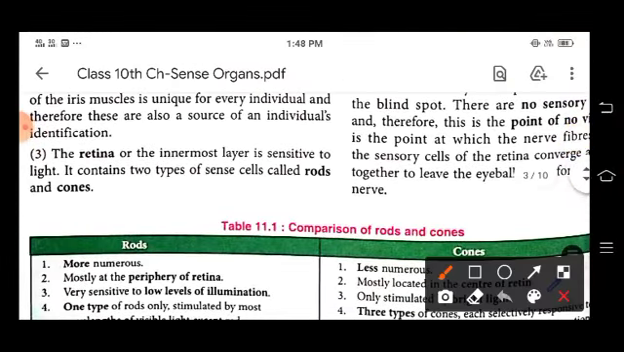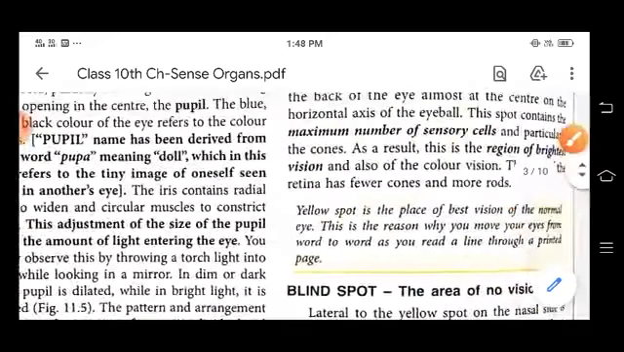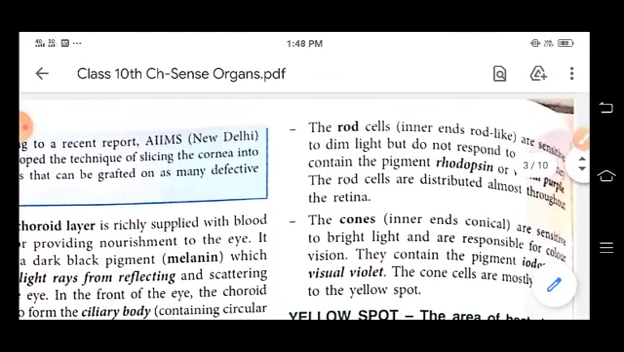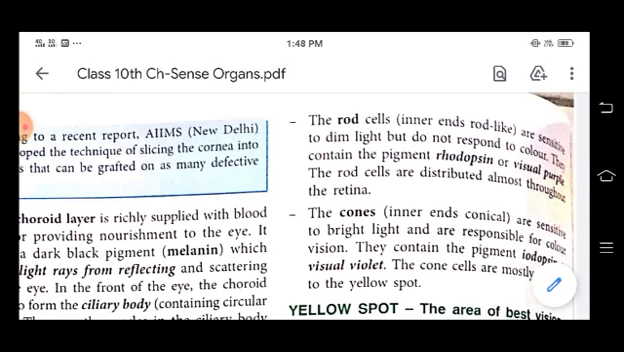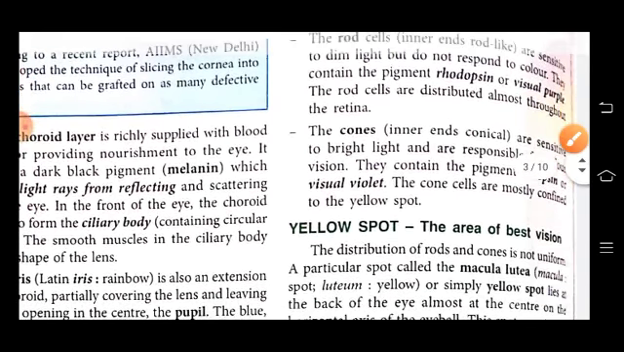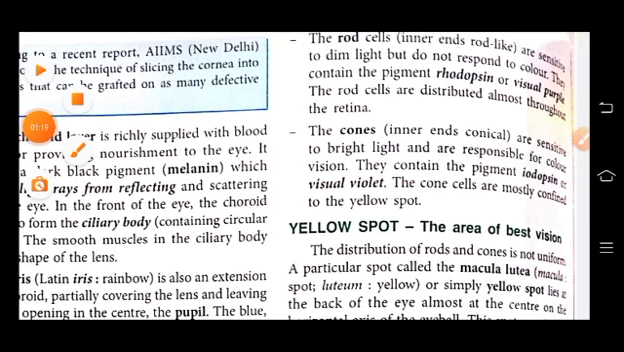Now the third layer is the retina, which is the innermost layer and it is sensitive to light. This retina contains two types of cells known as rods and cones. Rods are sensitive to dim light, but they do not respond to colors. They contain a pigment known as rhodopsin or visual purple. Now the cones are sensitive to bright light and are responsible for color vision, and they also contain a pigment known as iodopsin or the visual violet.